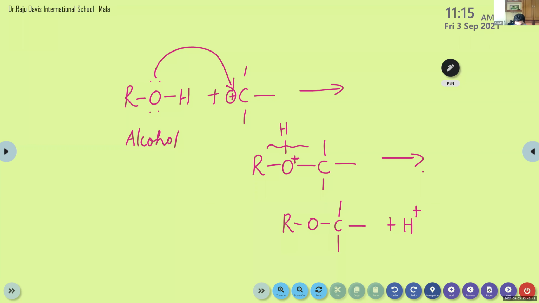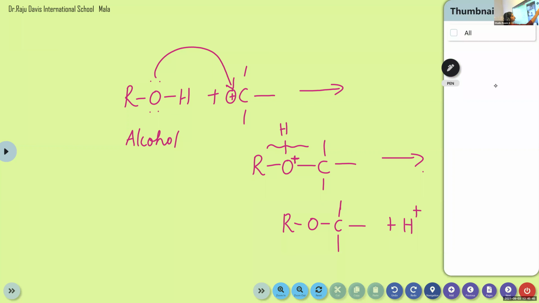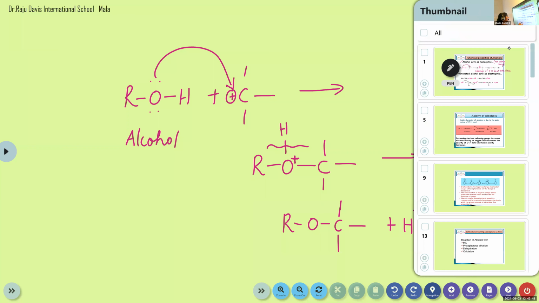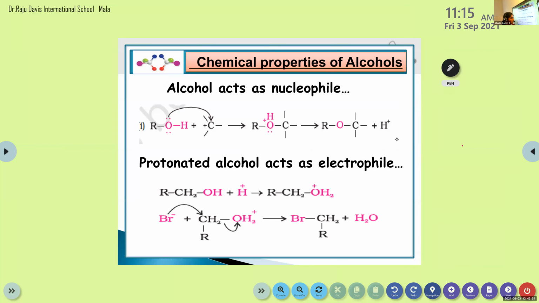Then we are moving to the next one, that is, protonated alcohol acts as an electrophile. I told you about this alcohol: it's a versatile compound, which means it can act as both electrophile and nucleophile. The first case was about nucleophile, the second is electrophile. Protonated alcohol can act as an electrophile. What is protonated alcohol? Protonated alcohol means one H plus ion is added to alcohol.